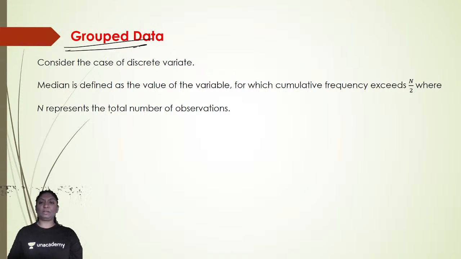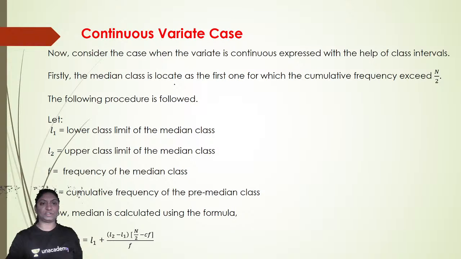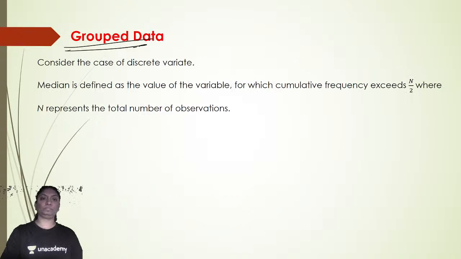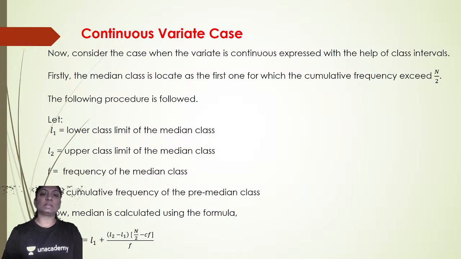Median is defined as the variable for which the cumulative frequency exceeds n by 2, where capital N represents the total number of observations. Now consider this type of example we will see. Continuous variate case. For that you have the formula. Now consider the case when the variate is continuous, expressed with the help of class intervals.